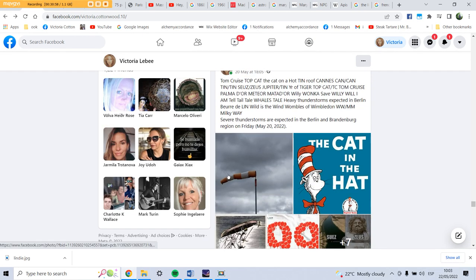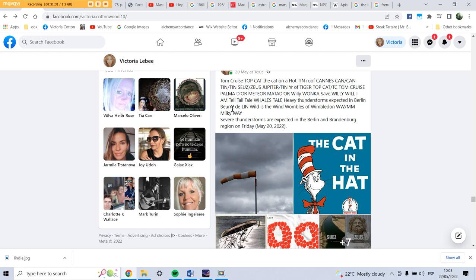Okay, then we've got Tom Cruise at Cannes. So TC, Top Cat, the cat on a hot tin roof. Can, Tin, that's just Jupiter, from Zeus to Zeus. So the underworld, the sewers, Jupiter, Tin, Year of the Tiger, Top Cat, Tom Cruise, Palme d'Or, Meteor, Matador, Willy Wonka, Save Willy, Will I Am, Tell, Whale's Tale.